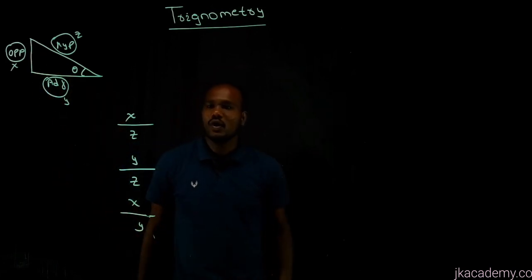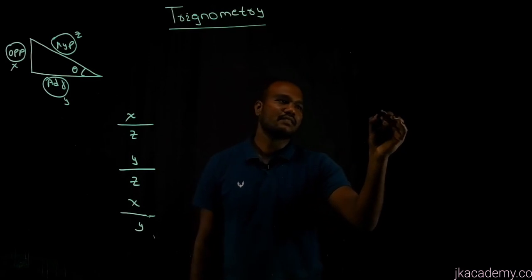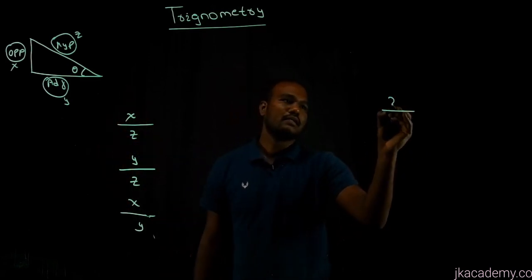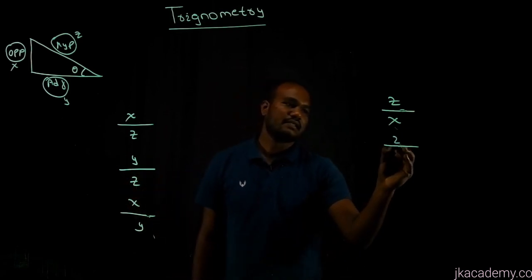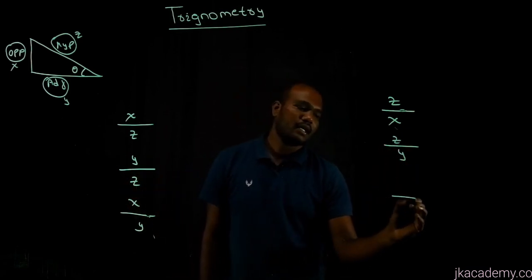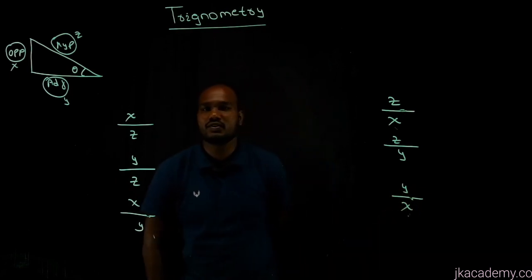Same way, now what I will do is reverse all of this. What is reversing? I will just do ulta, flip it. It is Z by X. And what will be the ulta of this? Z by Y. And what will be the ulta of this? Y by X. I have just taken the ulta, the reverse, of these.